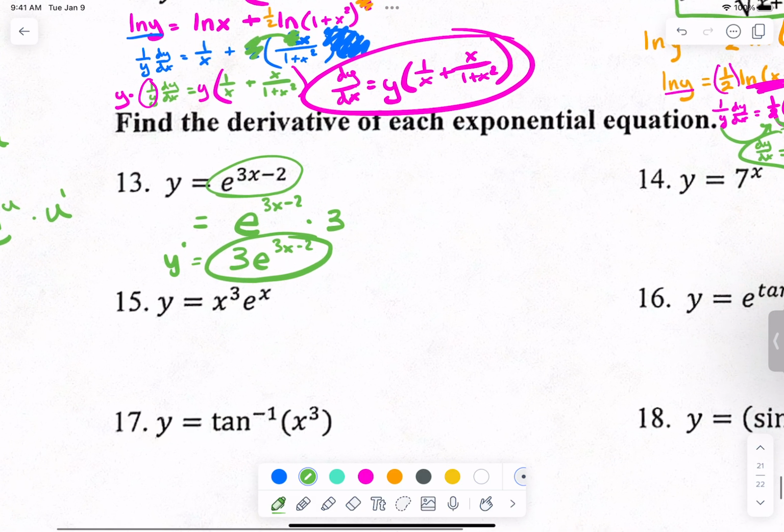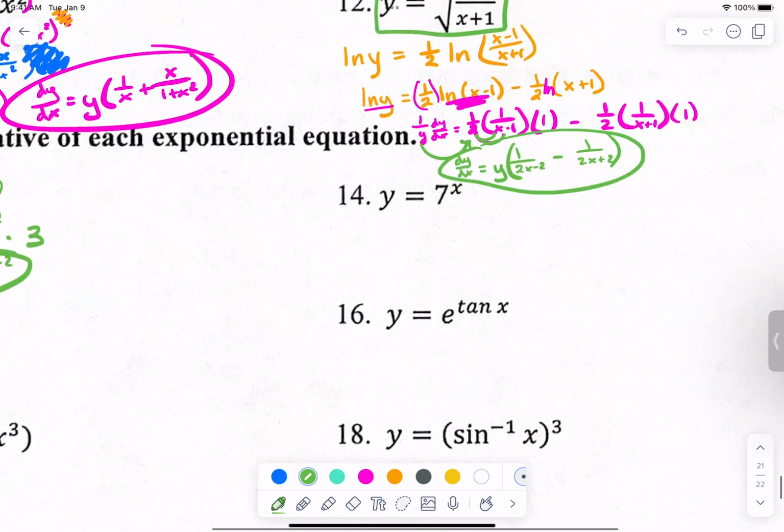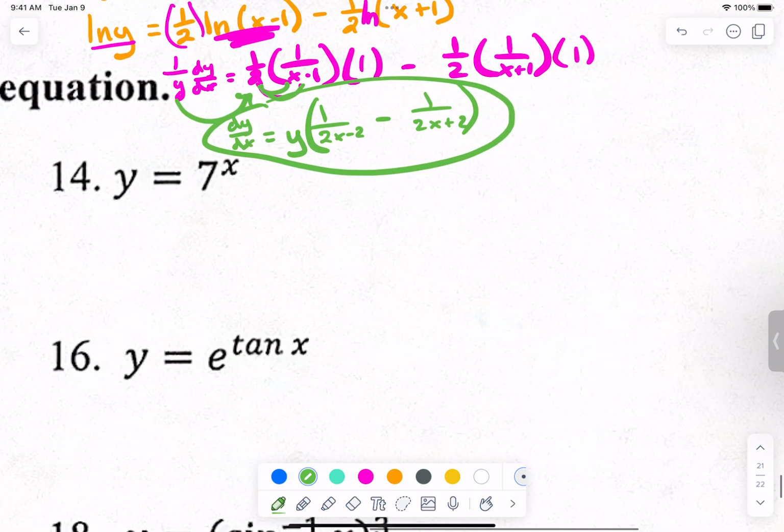Now, what is the rule for when you have a number to an x power? It has an ln or something in it.